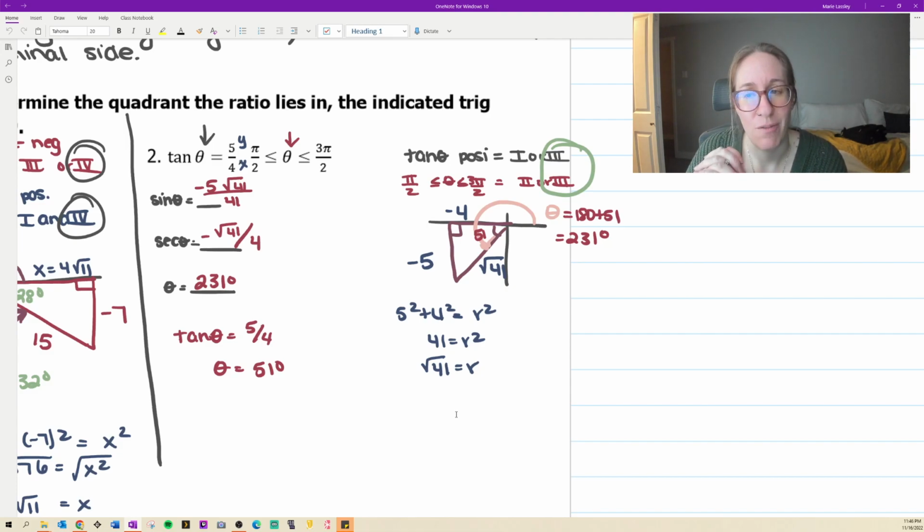It was negative 5 over square root of 41. I rationalized my denominator. Secant, I didn't need to rationalize my denominator. The square root was already in the numerator, so it's just negative square root of 41 over 4.